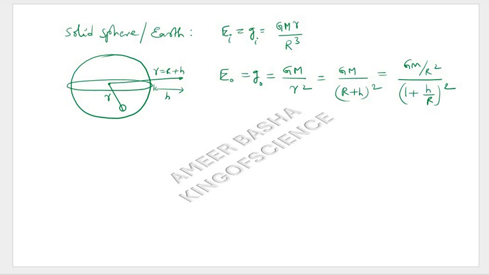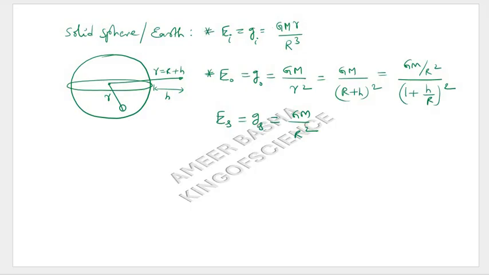So g on the surface, g value on the surface, it is simply Gm divided by capital R square. Okay. So this formula will give you g variation with height. This formula will give you g variation with depth.